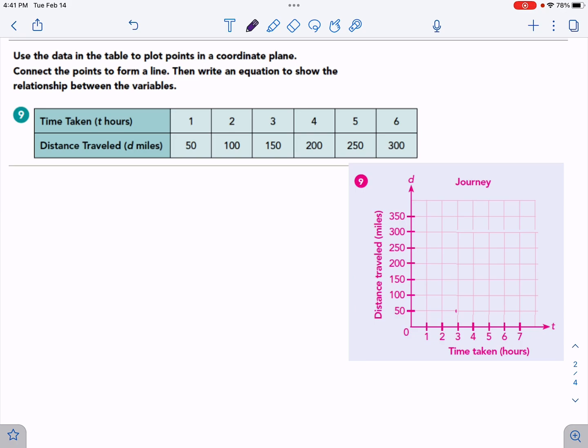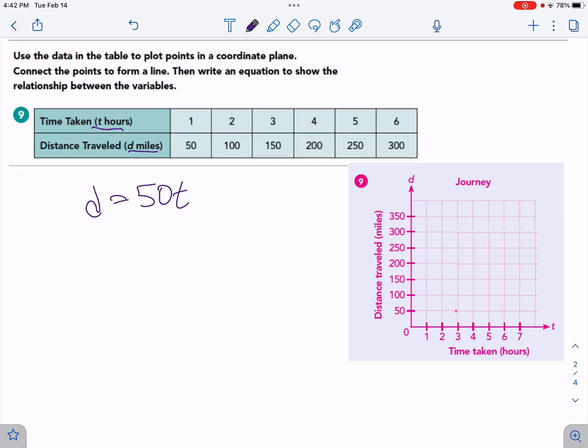So the time that it takes, in 1 hour we can travel 50 miles. And we're told that the distance that we travel is d, and the time it takes is going to be t. All right, so this is distance equals 50t.